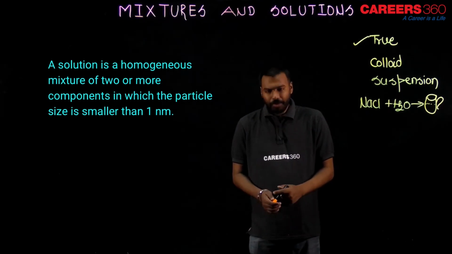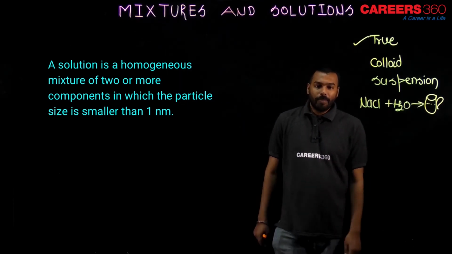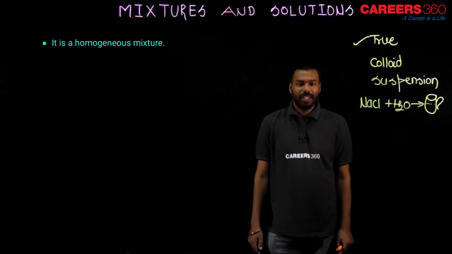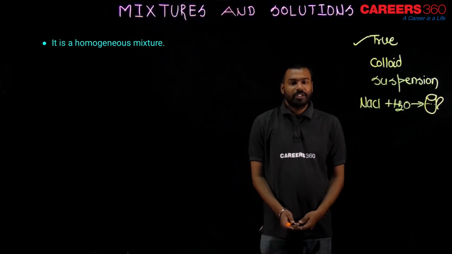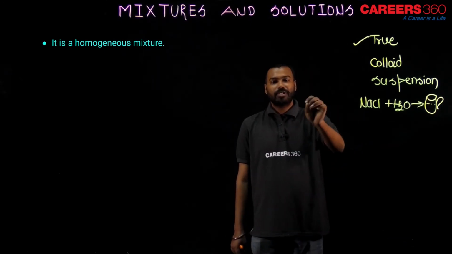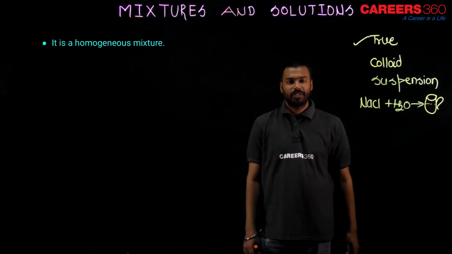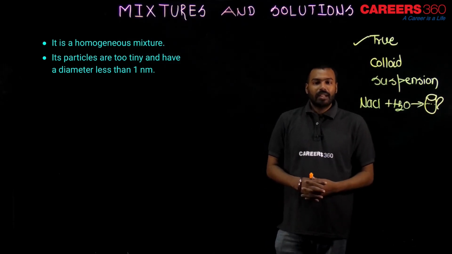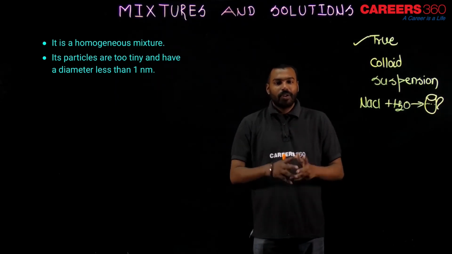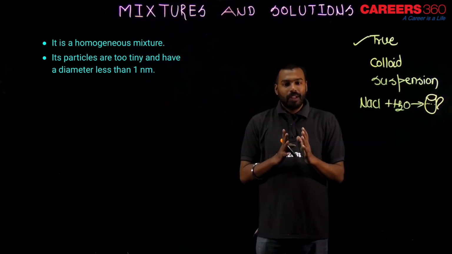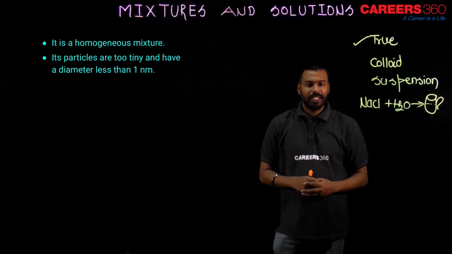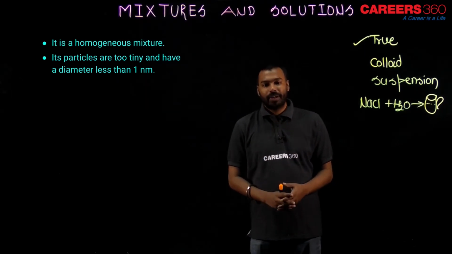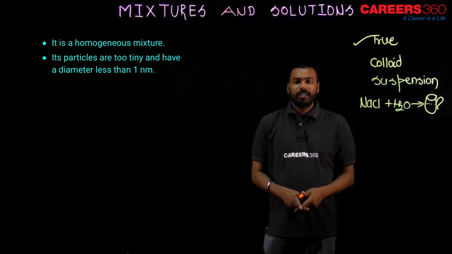Okay. Now, let me tell you some properties of the true solution. First thing, it is a homogeneous mixture. I already explained what a homogeneous mixture is. Throughout the solution, the taste must be the same. Let me tell you the next point now. See, its particles are too teeny. Dear student, 1 nanometer is not very big in size. It is not small, it is very small, you cannot see it with your naked eyes. Its particles are too teeny and have a diameter less than 1 nanometer. Okay. Let me tell you the third point now.